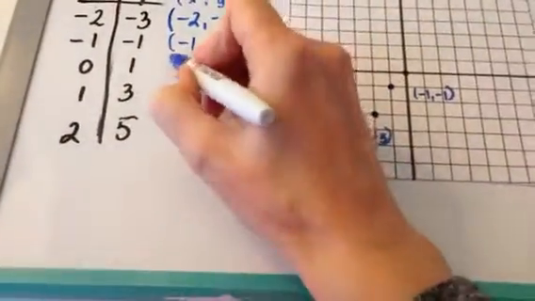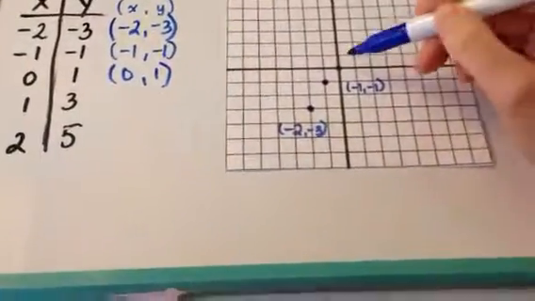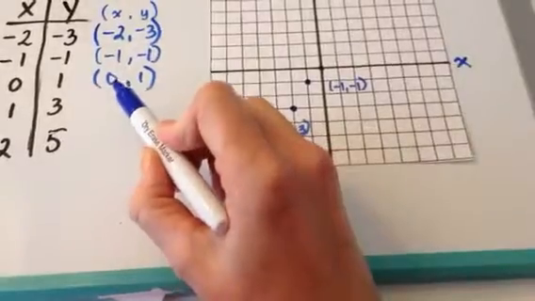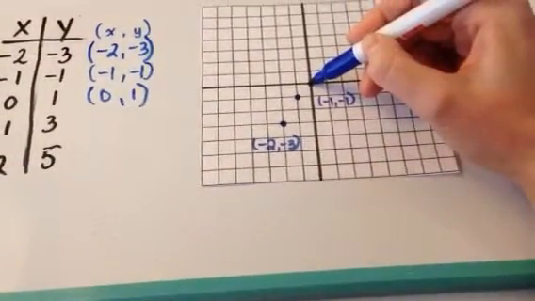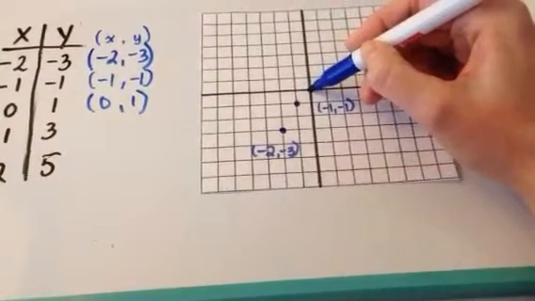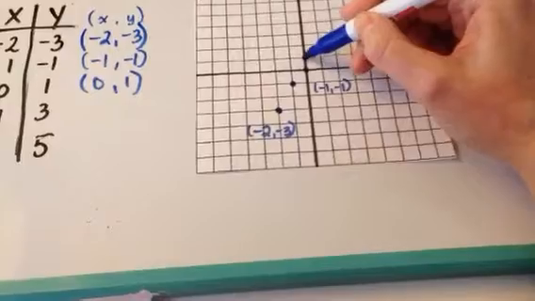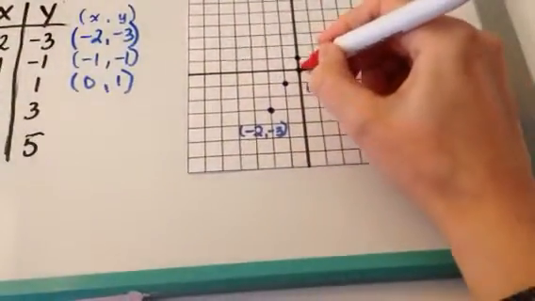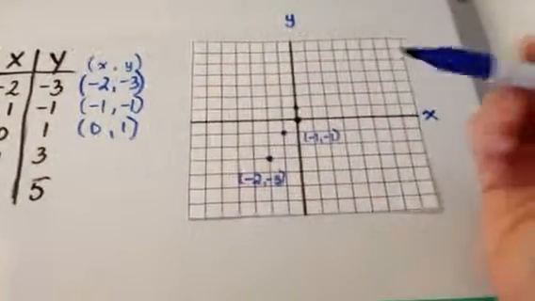Our next point here is 0, 1. Now, we always start at the 0, 0, so for our x value, since our x value is 0, we do not move from this point on the x-axis, and then we move to our y, and it's +1, so we move up 1. I'm actually going to change this point to be red, because that's not part of our equation there.